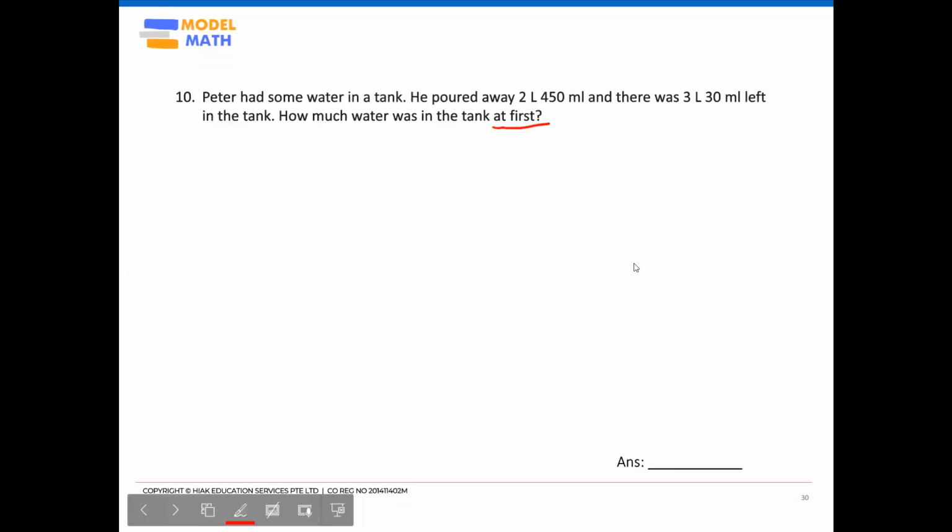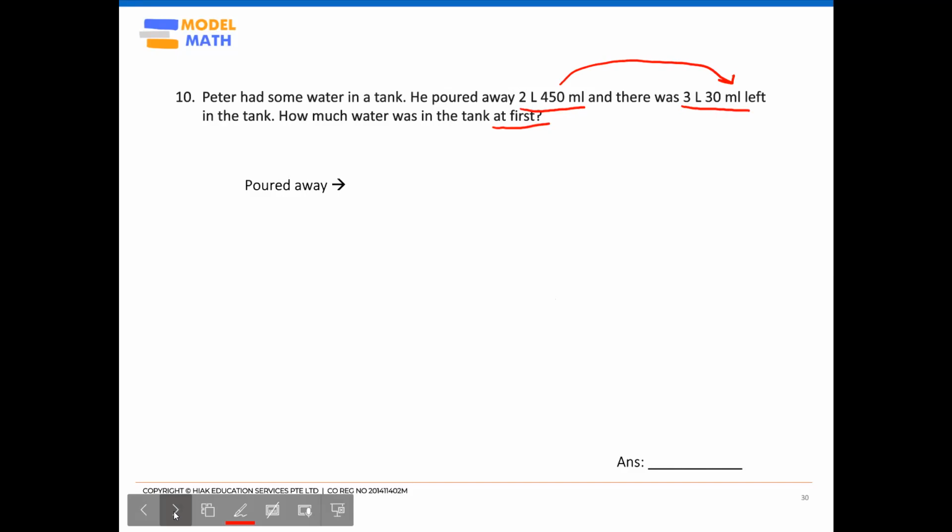Okay, we need to work backwards, which would be to add how much was poured away, which would be 2 liters and 450 milliliters, to how much was left, which is 3 liters and 30 milliliters. So before we start adding these two values, let's convert liters and milliliters to just milliliters. So let's start with the amount that is poured away.